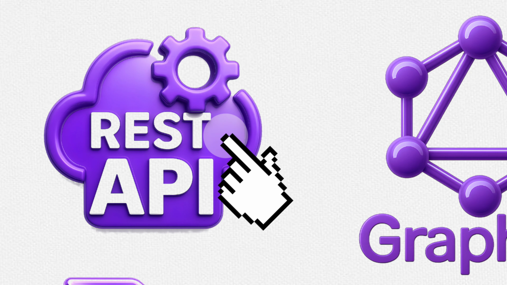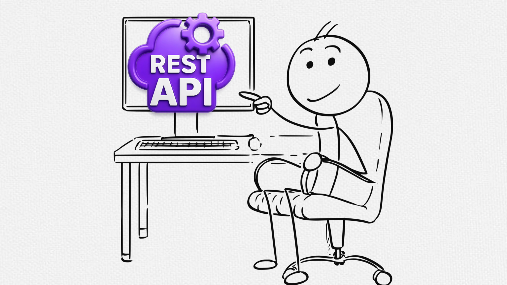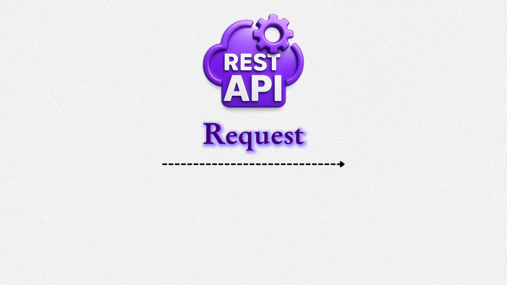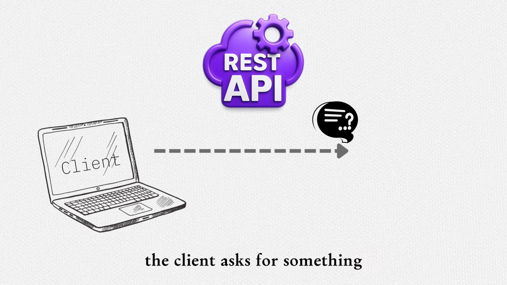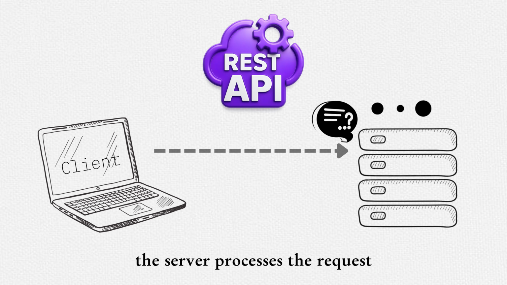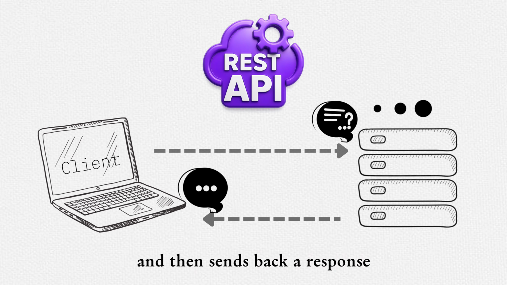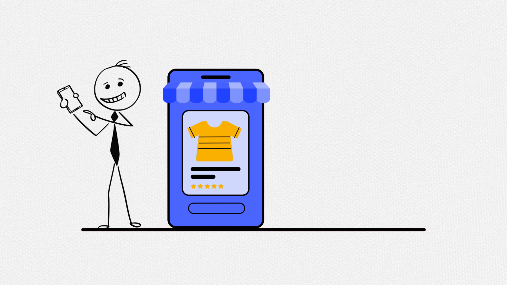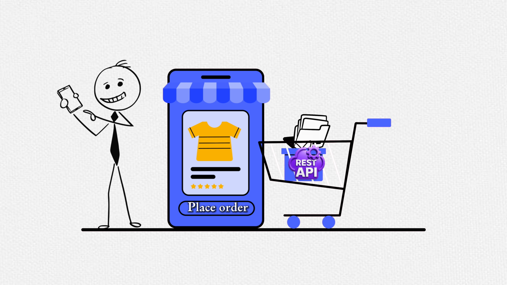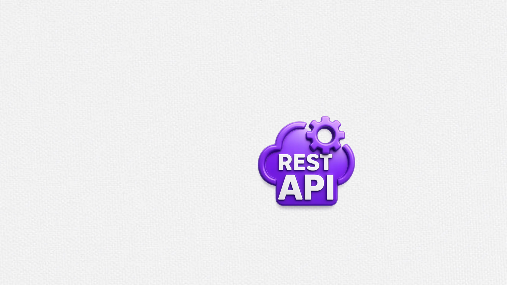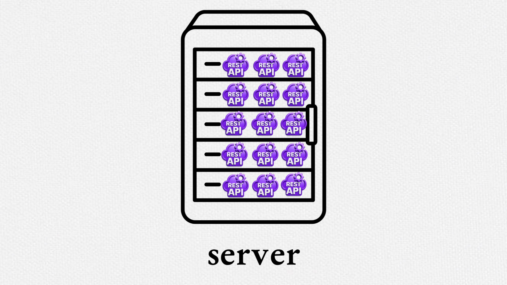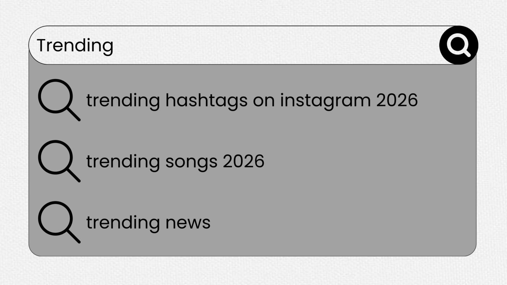Let's start with REST, because this is the API most people encounter first. REST APIs follow a request and response model. The client asks for something, the server processes the request, and then sends back a response. When you open a shopping app and see a list of products, a REST API is fetching that data. When you place an order, another REST API creates it on the server. REST works over HTTP, uses simple actions, and is easy to understand, which is why it dominates web and mobile applications.